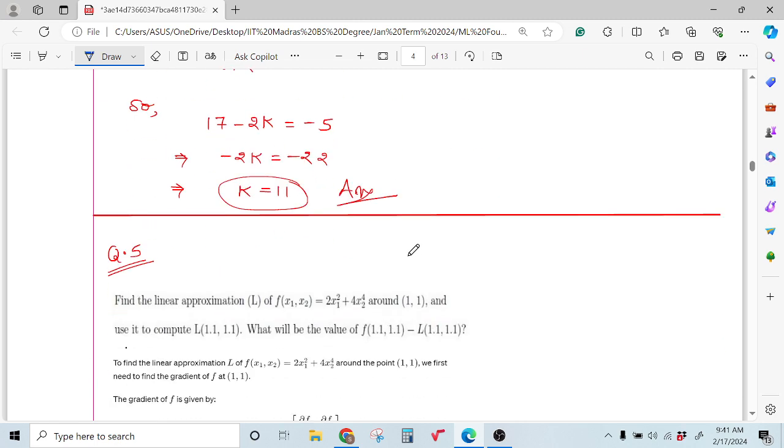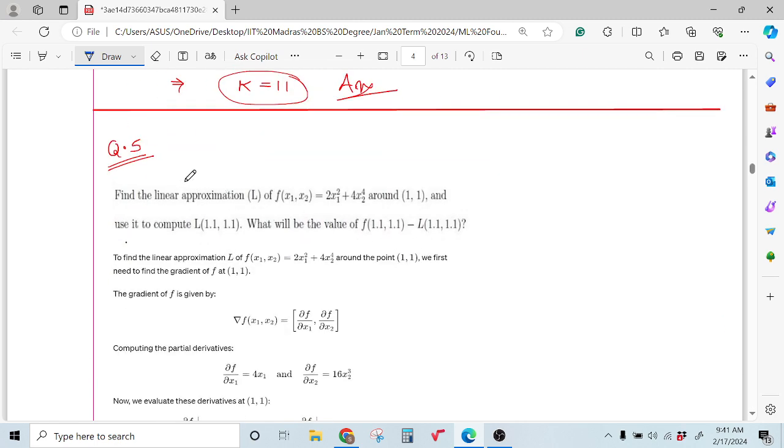So let us proceed with the next problem. Problem number 5. Find the linear approximation L of f(x) equals 2x1 square plus 4x2 to the power 4 around (1, 1), and use it to compute a linear approximation at the point (1.1, 1.1). What will be the value of this? We have to find the value of this expression.